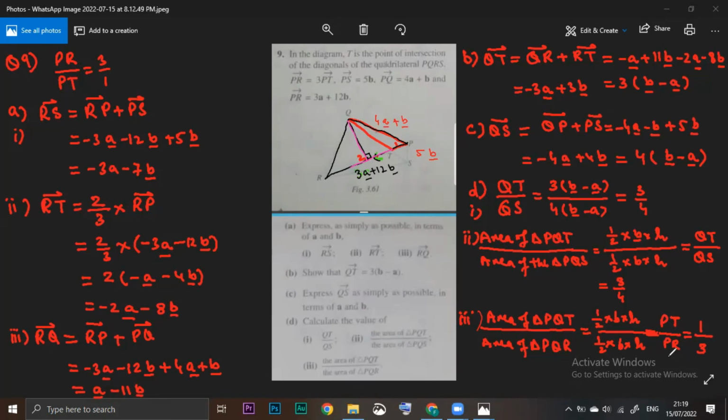Now this one is all about finding the components and finding the ratio of the triangles in the question of vectors. It's all about this lesson.